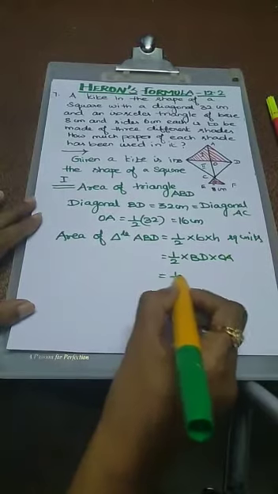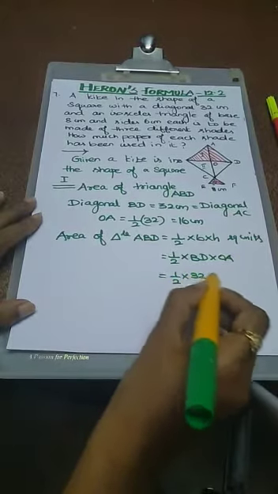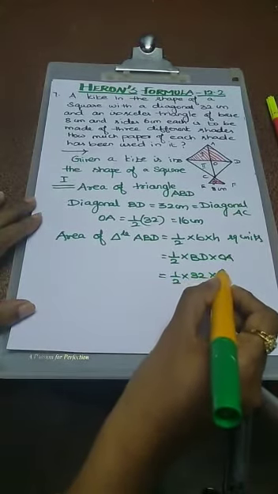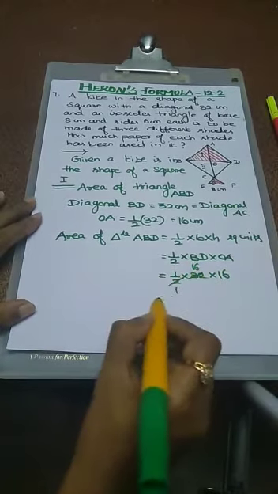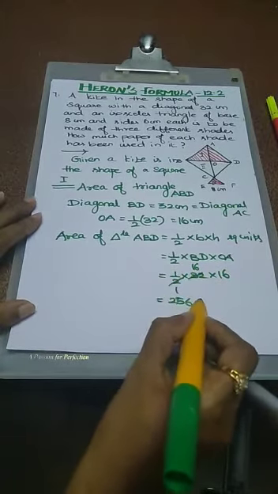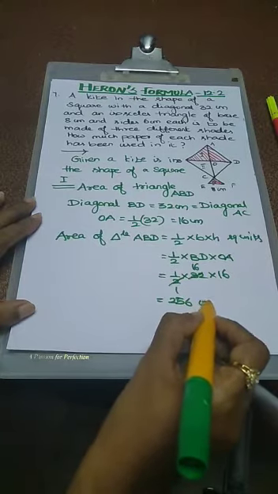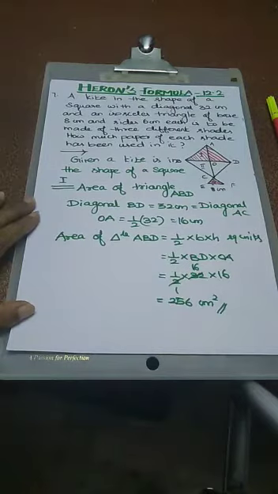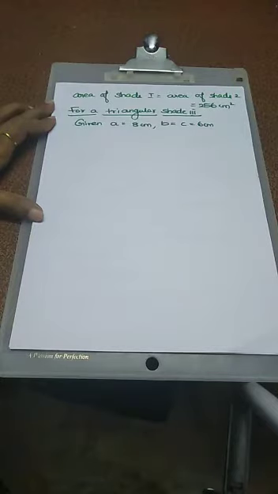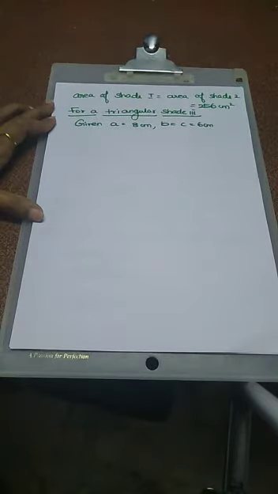Apply the values, half into the base value 32 and the OA value, that is the height value 16. Cancel these two values. 16 into 16 is 256. What is the unit? That is centimeter? No, centimeter square. So the area of triangle ABD is 256 centimeter square. The area of the first part shade is equal to the area of the second part shade, that is actually 256 centimeter square only.